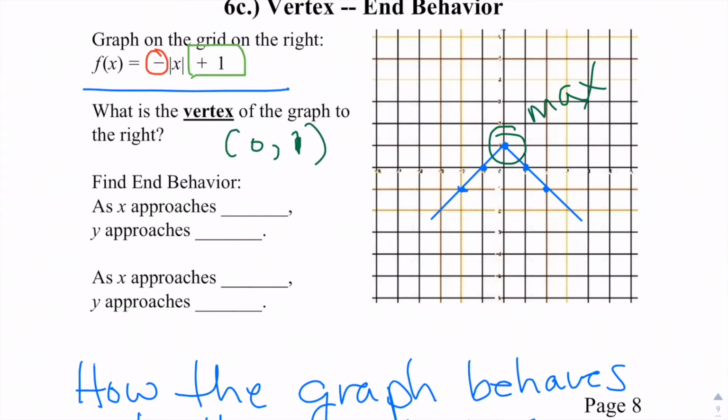And now that I know my vertex, and I look at this, and I have a reflection, as x approaches infinity, which means as x is getting bigger, my y values are going down. You can see that on the graph, on the function here. Right here, it's going that way. So my y values are approaching negative infinity.